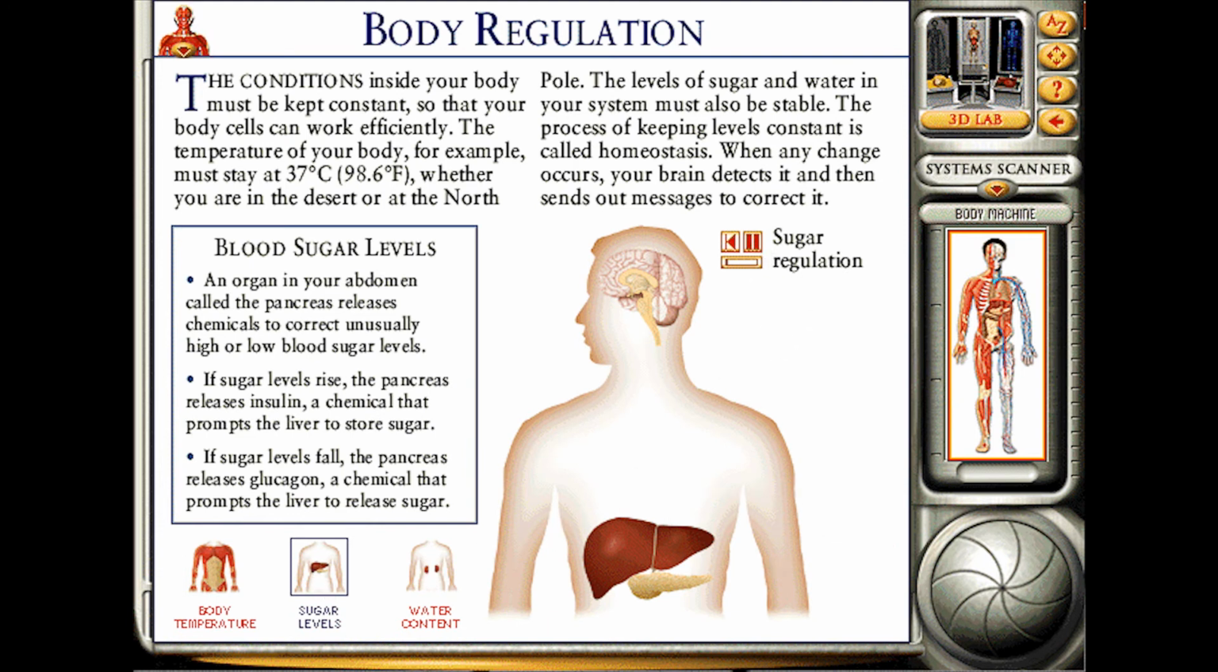Changes in the amount of sugar in the blood are detected by the pancreas. If the level increases, the pancreas releases a chemical called insulin, which stimulates the liver to store sugar. If the level falls, a chemical called glucagon is released, which stimulates the liver to release sugar back into the bloodstream.